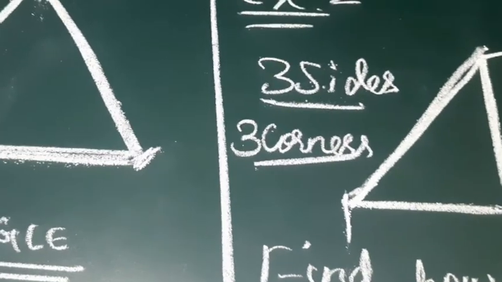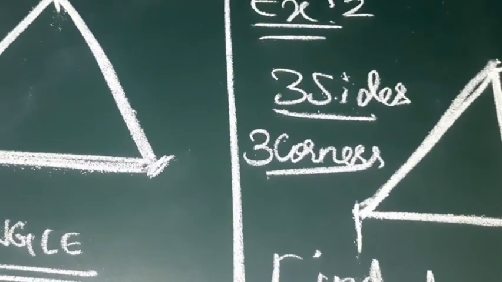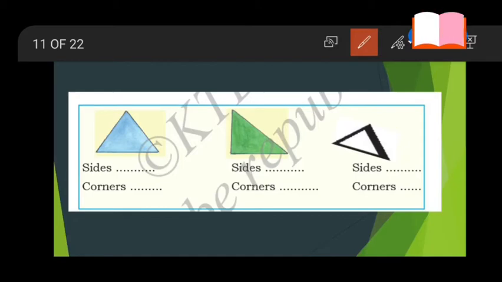Let's solve a few more examples which are given in your textbook. They have asked us to find out how many sides and corners there are in this triangle. This is one side, this is the second side and this is the third side. So totally there are 3 sides in the triangle. This is one corner, this is another corner, this is the third corner. So a triangle has 3 sides and 3 corners. Students, this too is homework for you.